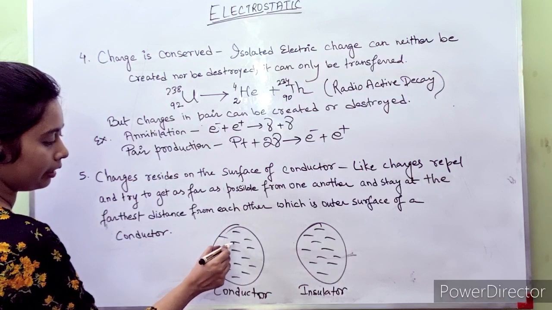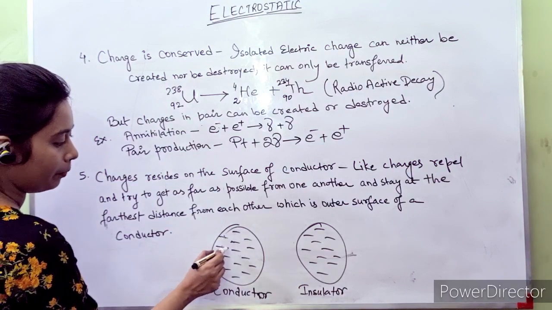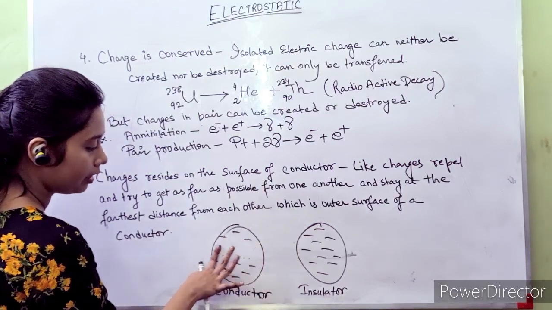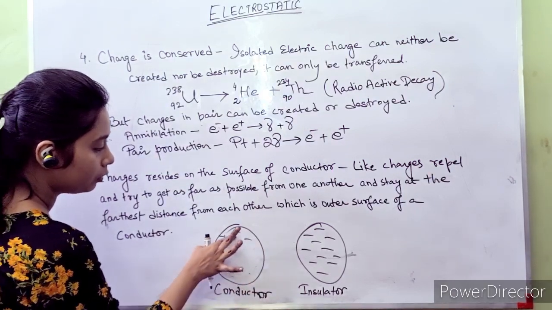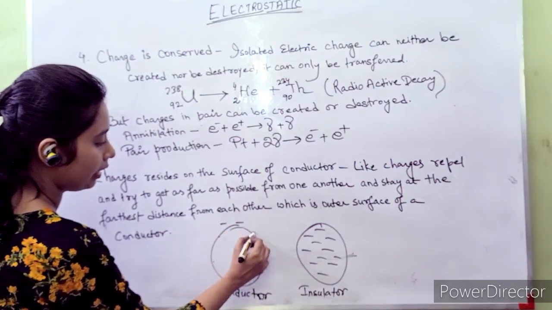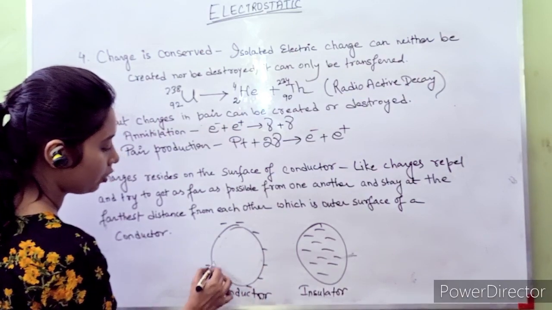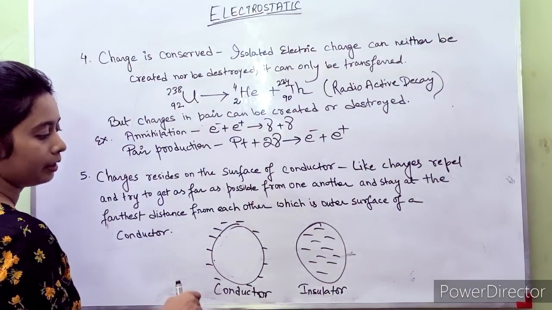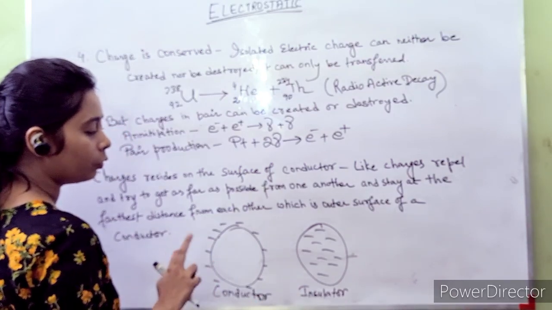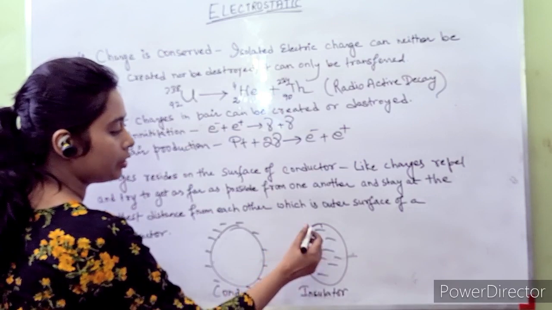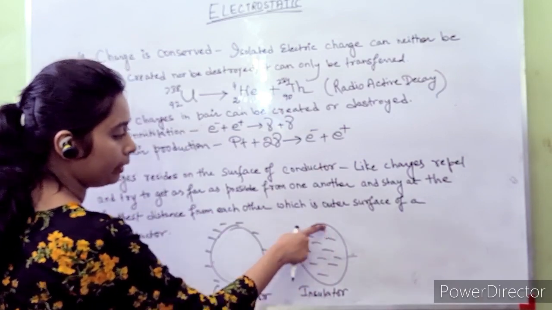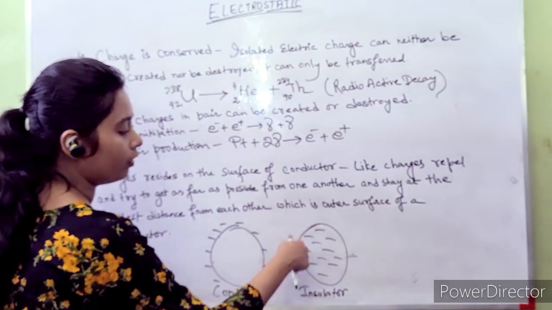That means these electrons, these charges being of similar polarity, will repel each other and all the charges will move to the farthest possible distance. That means they will reside on the surface of the conductor. But that is not the case in an insulator. This has no freedom to move. That's why charges in an insulator will be uniformly distributed over the volume.